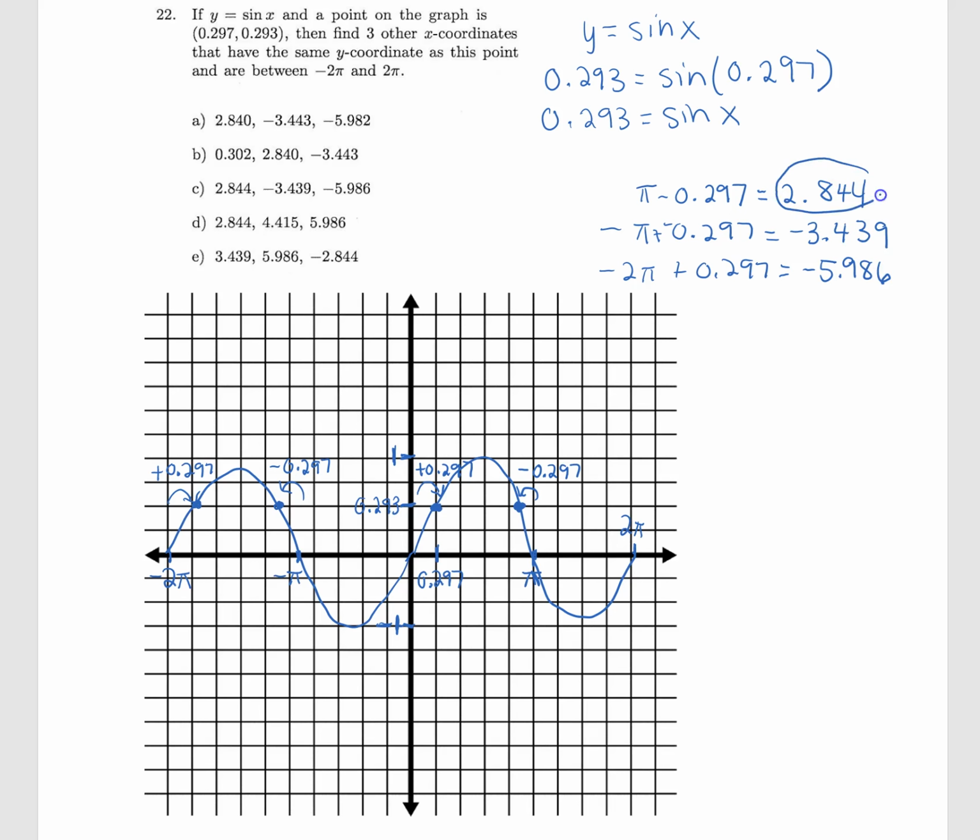So these are our x coordinates that have the same y coordinate as 0.297, which is 0.293. So these are our three answers. Let's see if we can find it in our options here. Those three are in option C. So C is the correct answer to question 22.